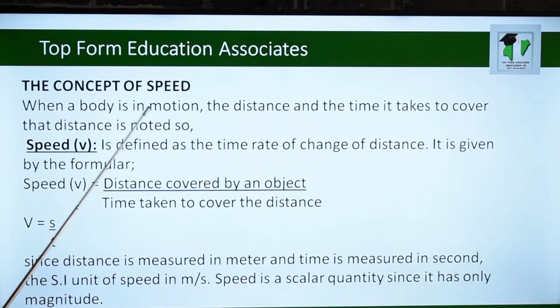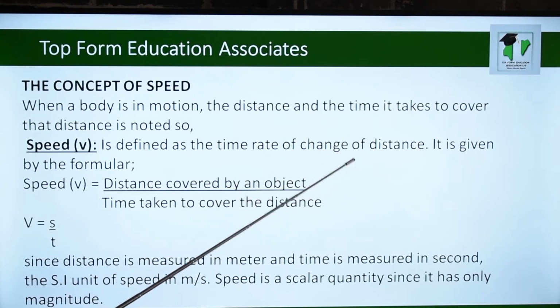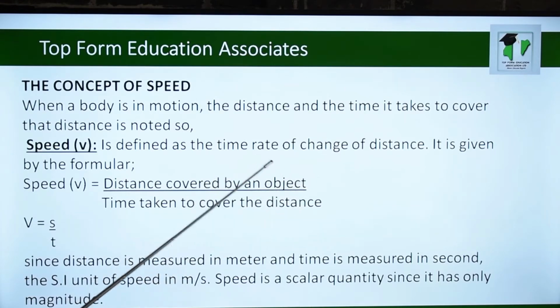When a body is in motion, the distance and the time it takes to cover that distance is noted. So from there, we want to now go into the definition of the term speed. Speed, we normally use V to represent it, is defined as the time rate of change of distance. As it is in motion, the time it takes is considered. We are considering the distance covered, and also taking note of the time it has taken.